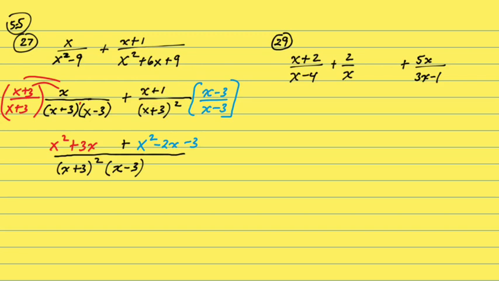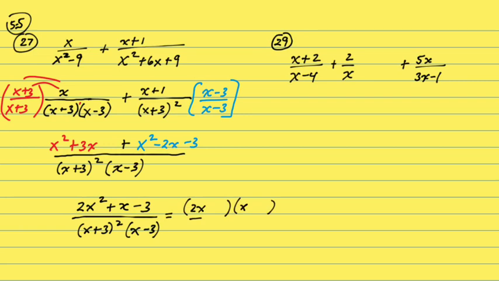Anyway, what's x squared plus x squared? 2x squared. 3x and a negative 2x is a positive 1x, and I think there's a minus 3. And on bottom, you have x plus 3 quantity squared, x minus 3. Let's see if this factors on top. If it factored, it would factor into 2x, which wouldn't cancel, times x, which might cancel with something.